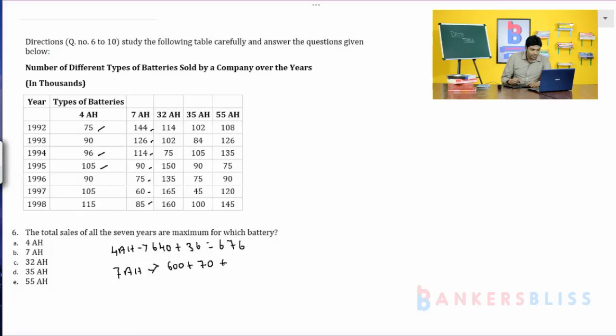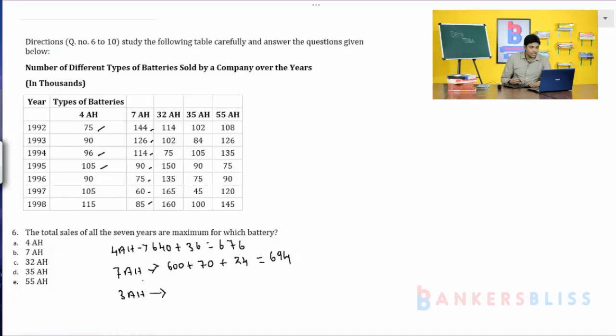So next we have to calculate the maximum, so you have to add the remaining values. 4 plus 6, 10, 10 plus 4, 14, 14 plus 5, 19, 19 plus 5, 24. So, altogether 694. Next, 32Ah is the next one.